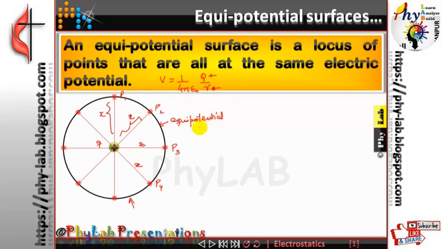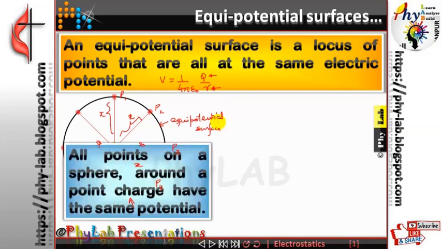So in three-dimensional space, a sphere around a point charge defines the equipotential surface. For a two-dimensional space, concentric circles around a point charge will define the equipotential surface.